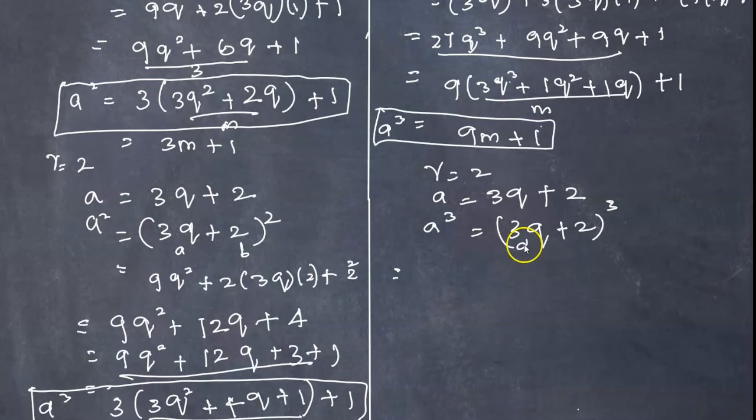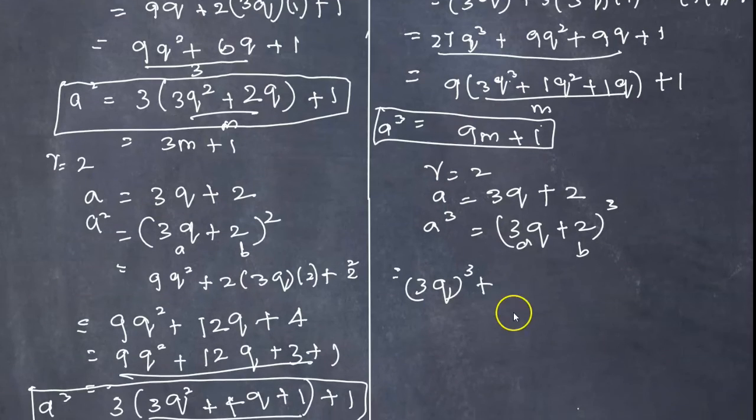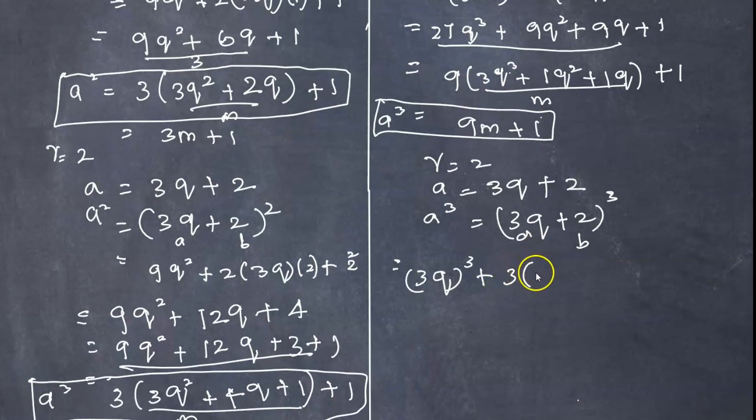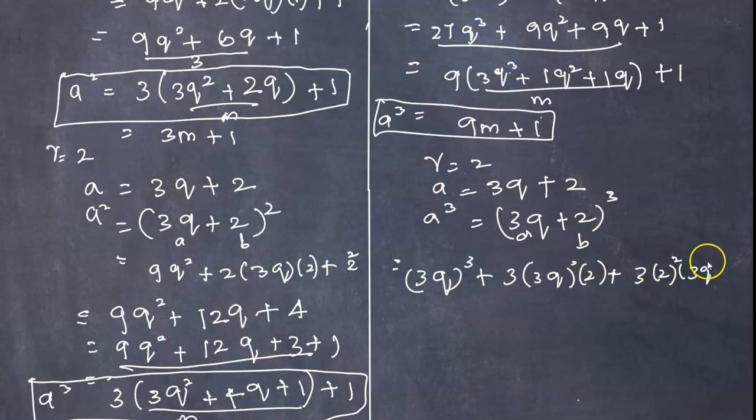So we know that this is a and this is b. So a is 3q, a cube is (3q) cube, plus 3a square b. 3 into a square is (3q) the whole square into b is 2 plus, be careful with the signs and be careful with the numbers. 3 into b square, b is 2 and a is 3q, plus b cube. b is 2 cube. So expand this.